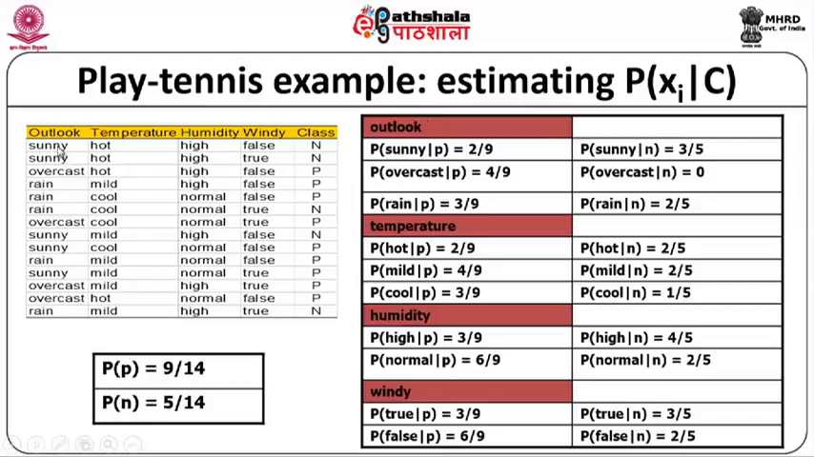So let us take the first attribute, outlook. For outlook there are 3 possible values: one is sunny, the other one is overcast, and the third one is rain. For these 3 possible values we need to compute the conditional probability with respect to the class label n and with respect to the class label p.